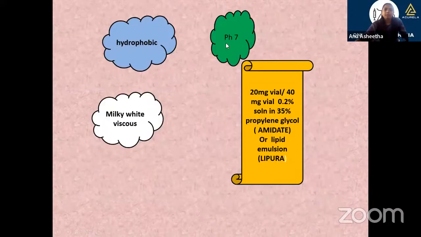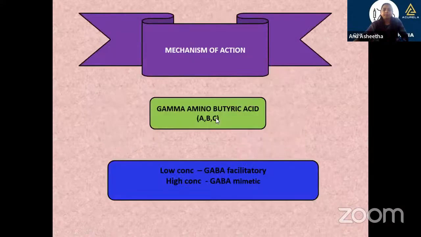Now, they are hydrophobic. Then pH is 7. Then milky white viscous liquid. They are available as a 20 milligram vial and a 40 milligram vial. 0.2% solution is seen in 35% propylene glycol. This is called Amidate or lipid emulsion Lipuro.